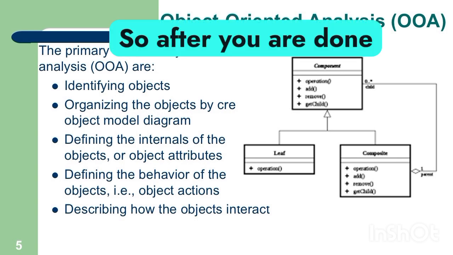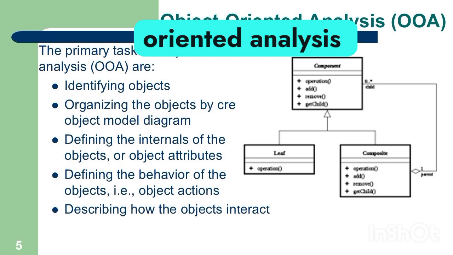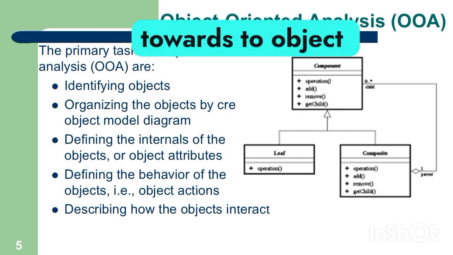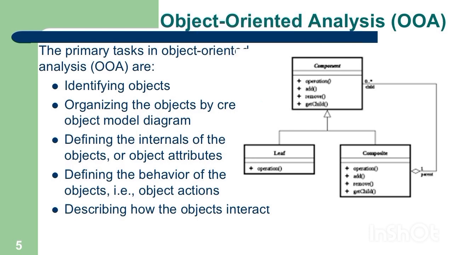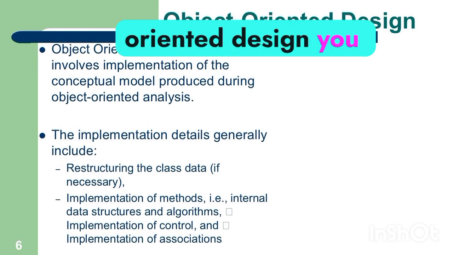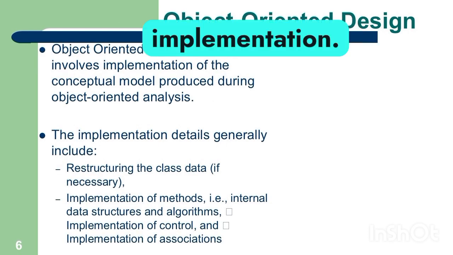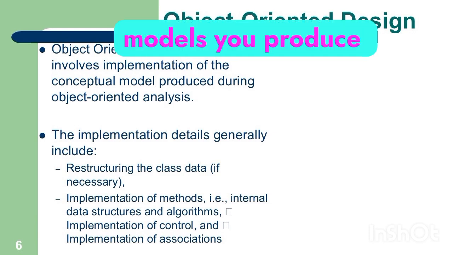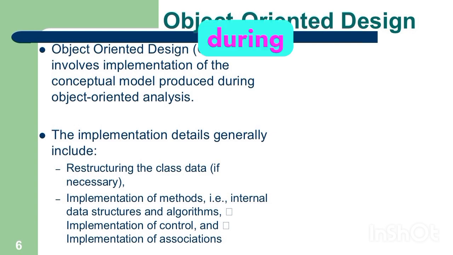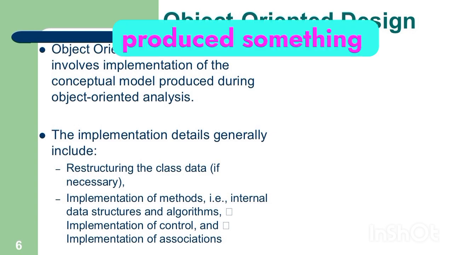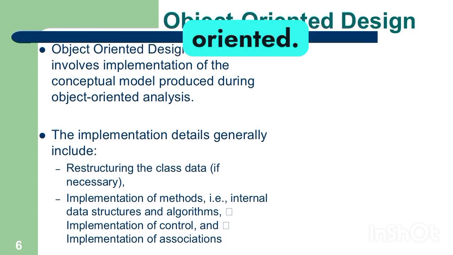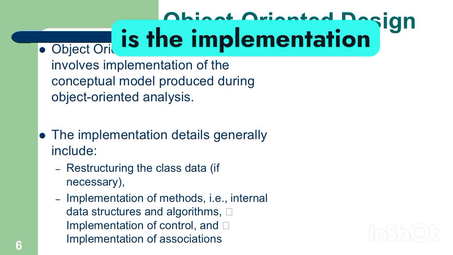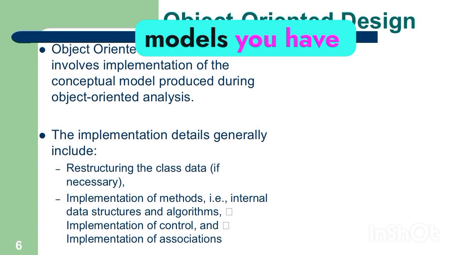So after you are done with the object-oriented analysis phase, all you need to do now is move to object-oriented design. In your object-oriented design, this involves implementation. There's implementation of the conceptual models you produced during object-oriented analysis. So what you're going to do now is the implementation of these conceptual models you have developed.